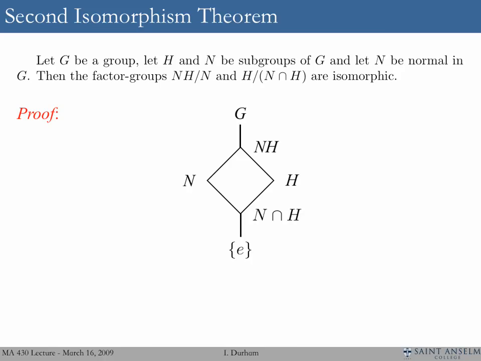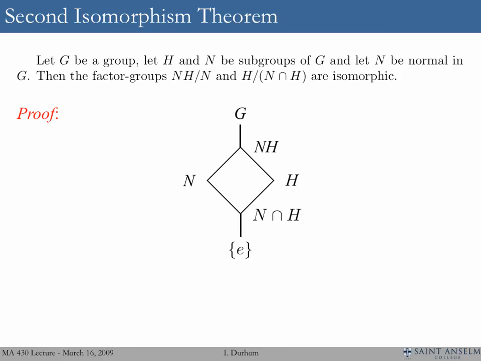So let's define a mapping p. This is where you might want to follow along in the book on page 143. p is going to be a mapping from H to NH/N, and we want to show that this mapping is an epimorphism. So let's take an element h of H. We're going to call p(h) the coset hN of N in the subgroup NH. p is obviously surjective, but it's also a homomorphism if you work it out.